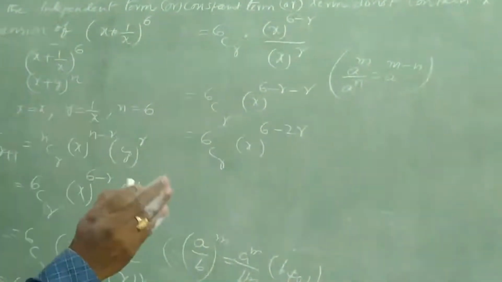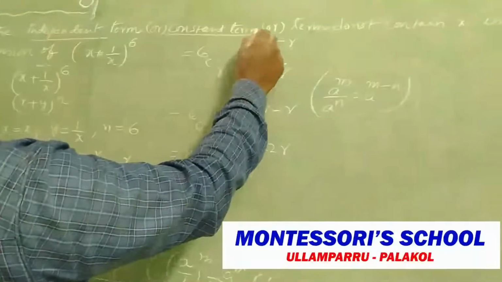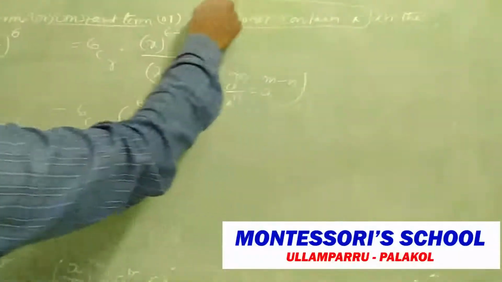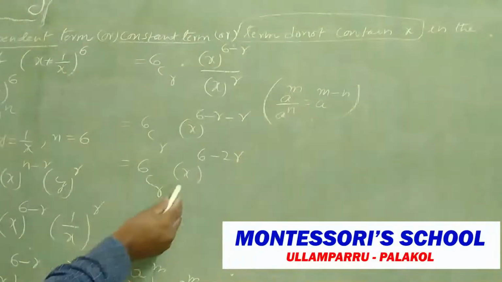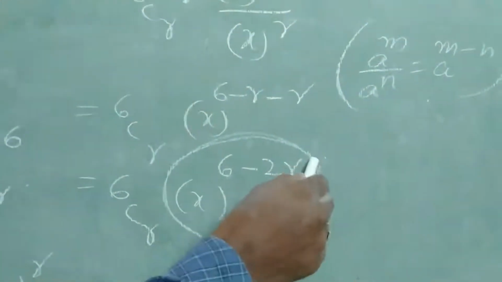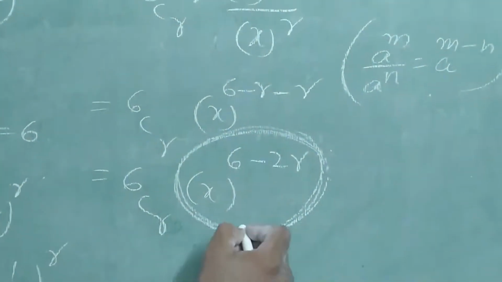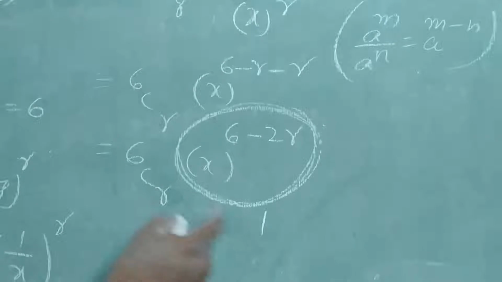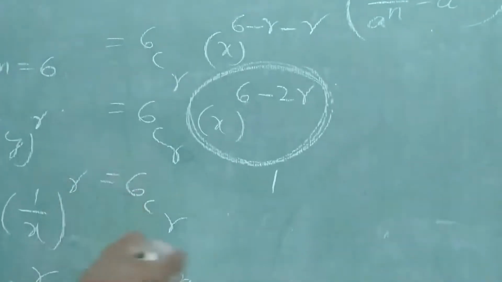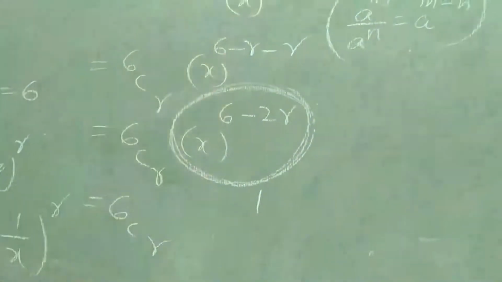Now our required value is the independent term or constant term, or the term that does not contain x. The term not containing x means we have to remove this variable term. How do you remove this variable term? By taking its value as 1. If you take its value equal to 1, then 6Cr into 1, we get 6Cr. We get only the constant. This is the constant term or independent term or term not containing x.